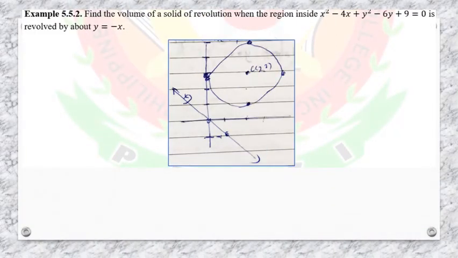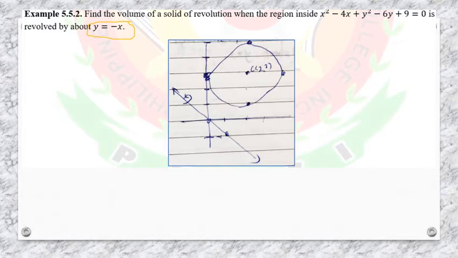Second example class, find the volume of a solid of revolution when the region inside x squared minus 4x plus y squared minus 6y plus 9 equals to 0 is revolved about the line y equals to negative x. So, ang sulit natin dito class is a circle. Tapos, ito yung axis of revolution natin. This is the line y equals to negative x.